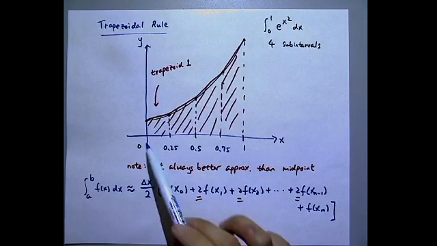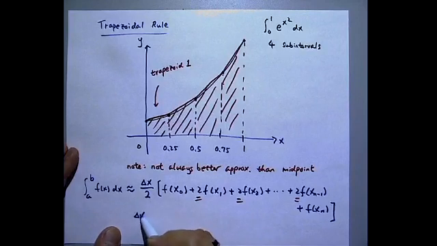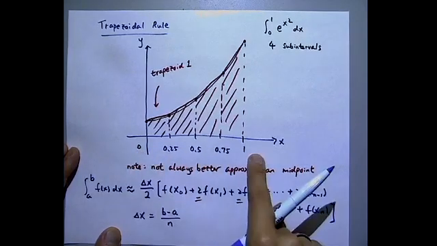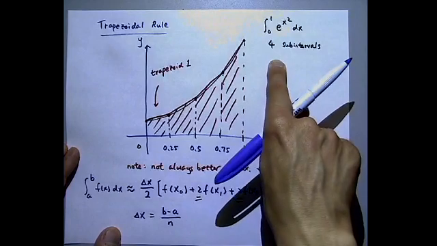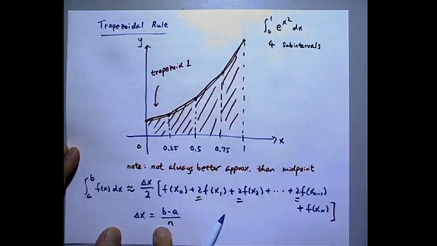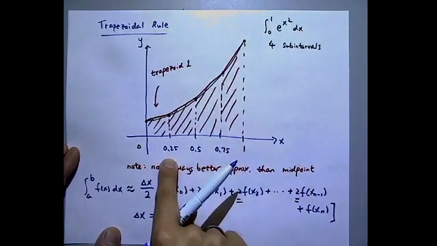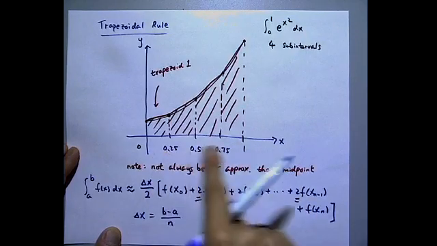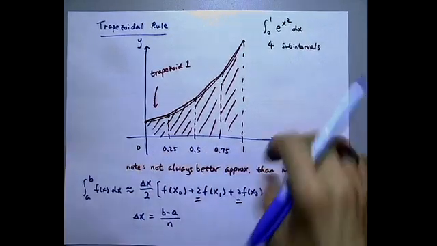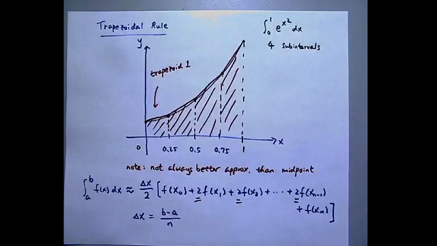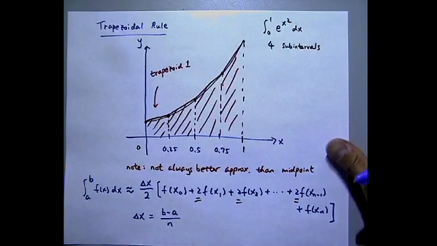And delta x is the width, or b minus a over n. So from the left to the right, divided by how many subintervals you want to use. Delta x in this example would be 0.25, right? 0.25, 0.25, 0.25, 0.25. So that's the trapezoidal rule. And let's use this to calculate the estimated value of that integral.